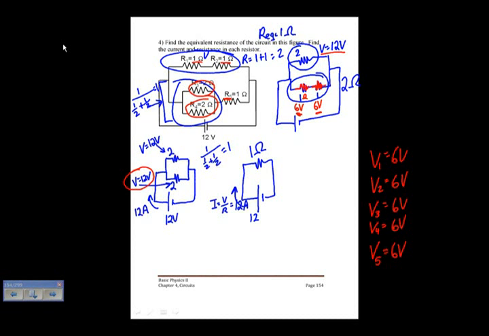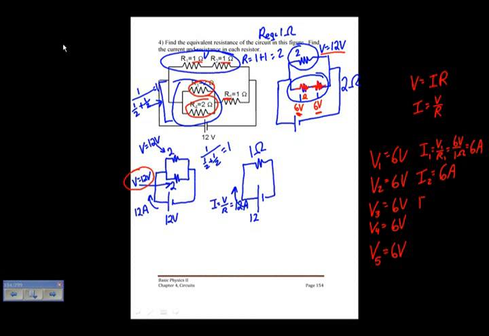Alright, so in this case we found all the voltages, and now to find the currents, we know that V from Ohm's law is equal to IR, so I is equal to V over R. So I can just find I1 is V1 over R1, so that's 6 volts over R1, which was 1 ohm, so it's 6 amps. In a similar way, I2 is V2, which is 6 volts, over 1 ohm, which is 6 amps. They're in series, so you'd expect R1 and R2 to have the same current.